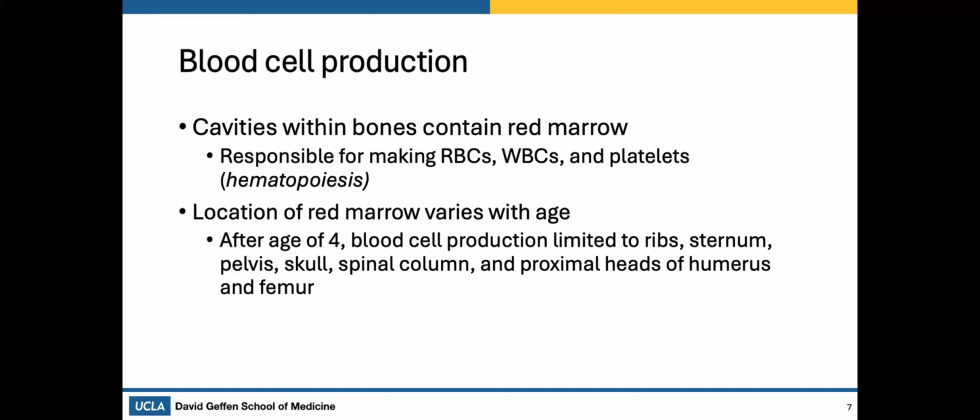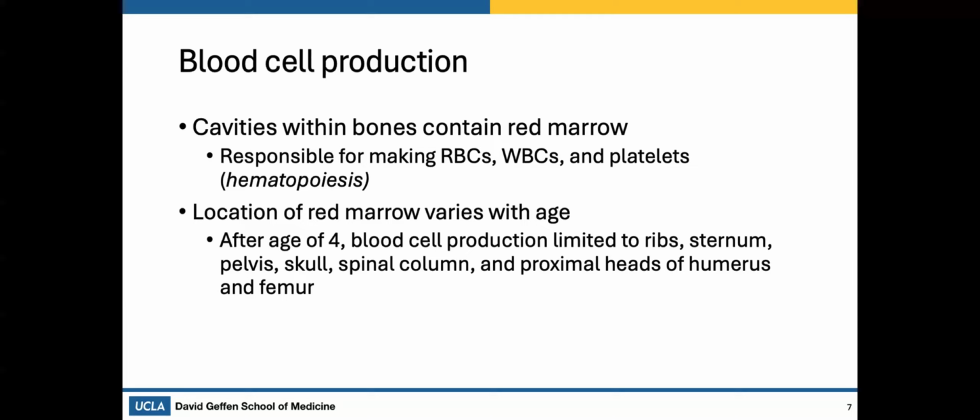Lastly, blood cell production. Red bone marrow, which is found in certain bones, is the site of hematopoiesis, which is known as the formation of blood cells. As we know, red blood cells transport oxygen and carbon dioxide. White blood cells play a critical role in the immune response, and platelets aid in blood clotting.